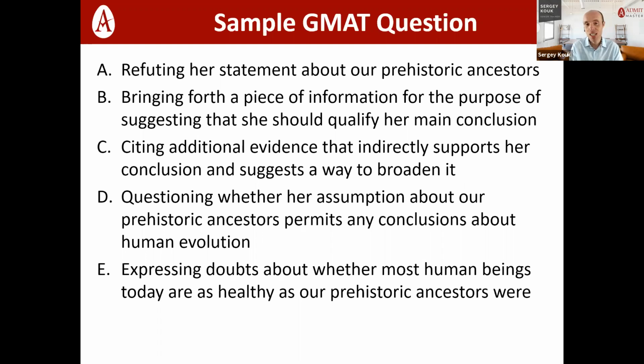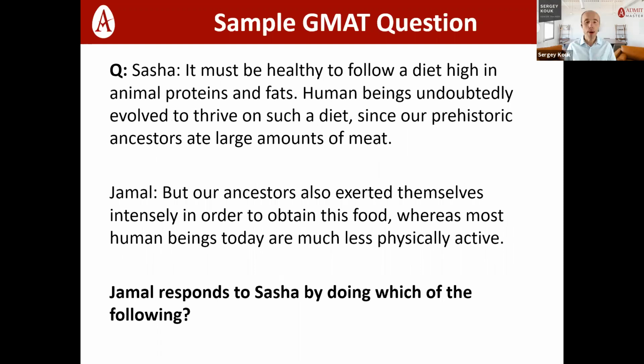So let's go back to the passage. Now, the passage itself isn't particularly super hard to understand. All of you are very comfortable with this passage. Essentially there's Sasha who's talking about human evolution and about what these people ate. And then Jamal is trying to say, well, whatever applied to these prehistoric people doesn't really apply to people today because they're not as physically active. They didn't really have to hunt for these animals.